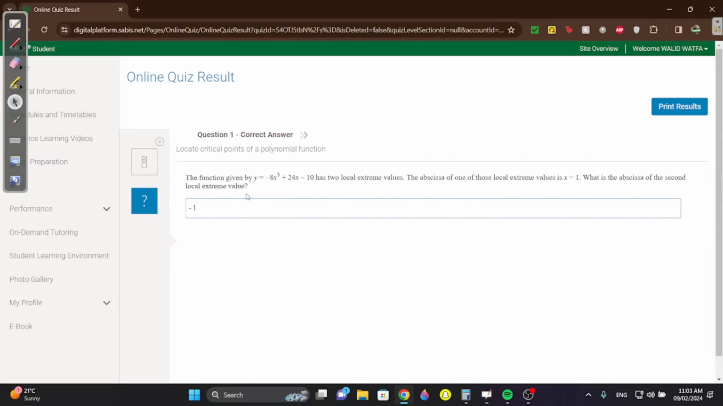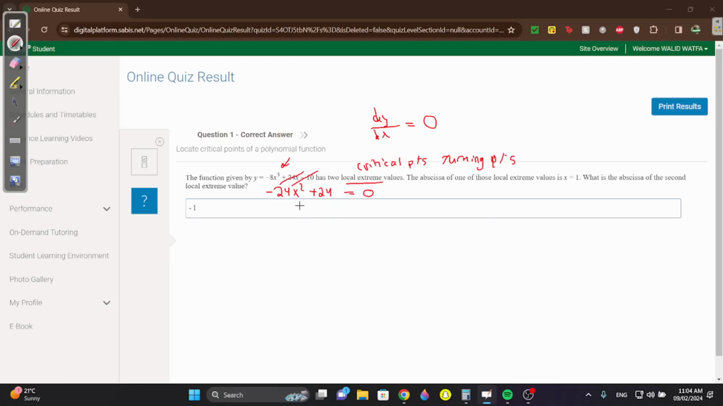Very easy. If you remember my way, to find your minimum and maximum, you equate dy over dx to 0 to find the critical points, I mean the turning points. So when you're talking about the local extreme values, the critical points or the turning points, whatever you want to call them, you have to equate dy over dx to 0. To find dy over dx, you derive: 3 times minus 8 is minus 24, x becomes squared because you reduced it by 1, plus 24 because 1 times 24 and the x goes, and minus 10 doesn't have an x. So you equate this dy over dx to 0.